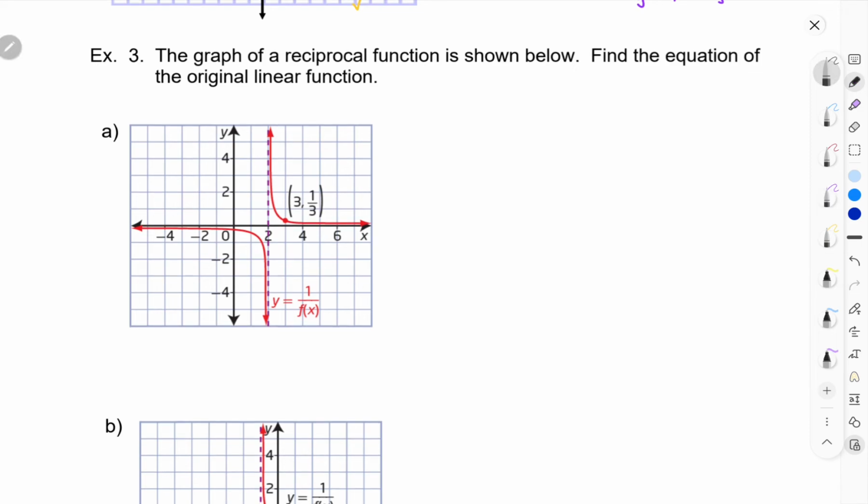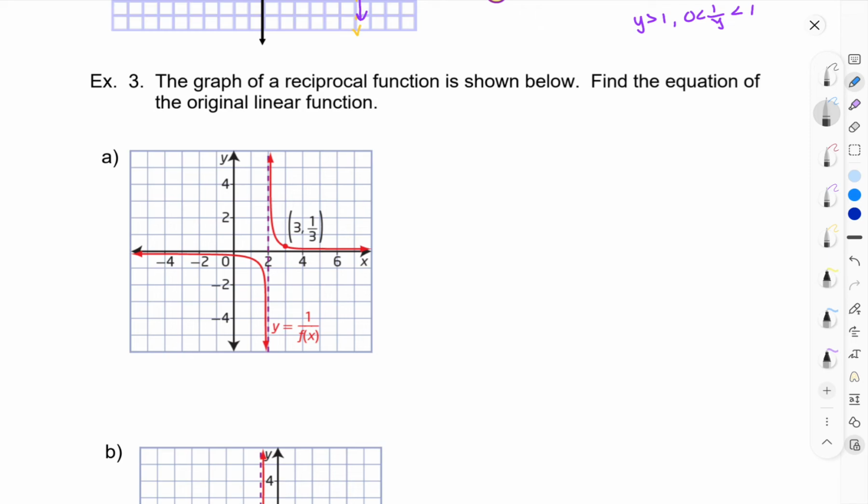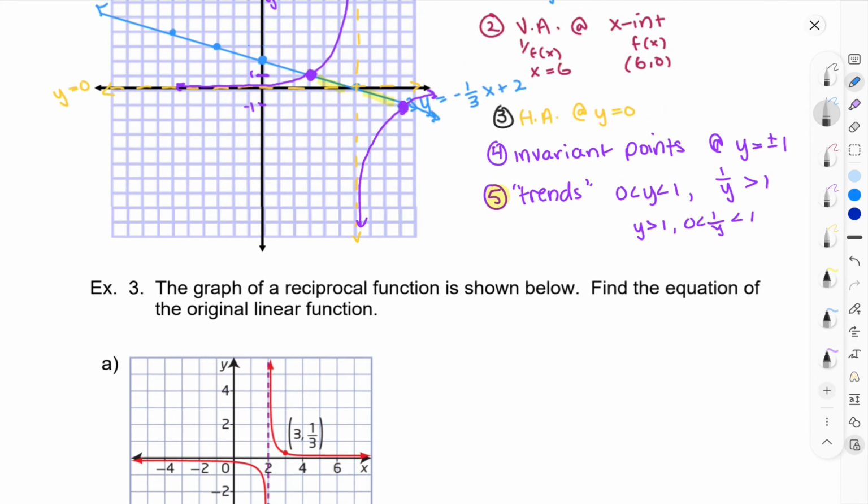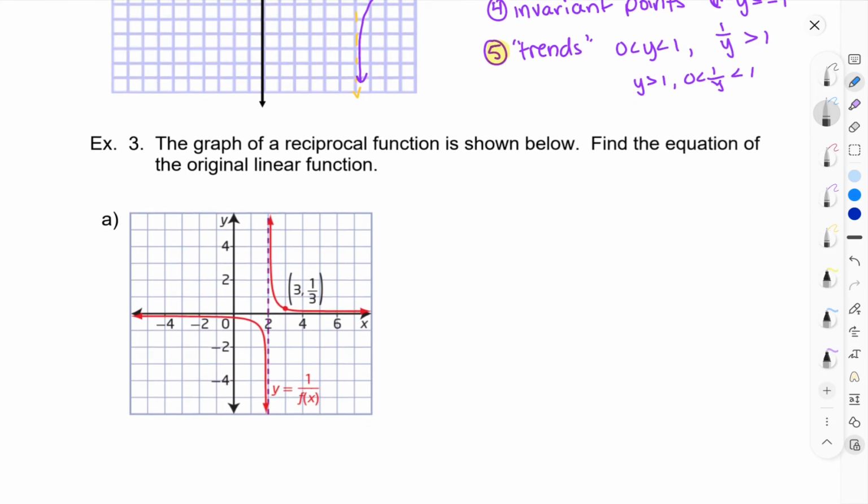If I have a reciprocal graph, and here's a really good example of one without all kind of the mess. Notice I don't need that linear function. I want to find the equation of the original linear function. And so it's going to be the same steps that I just had, right? I'm going to look and I'm going to remind myself that my x-intercept on my linear function is equal to my vertical asymptote on my reciprocal function. I'm just going the opposite direction now.